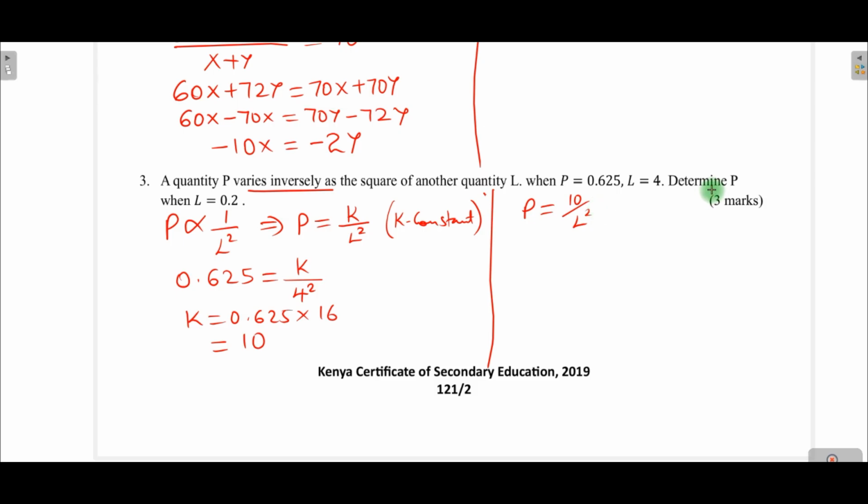And therefore, we need to determine P when L is 0.2. P will be equal to 10 divided by, when L is 0.2, substitute into this general equation, so this will be 10 divided by 0.04, and therefore if you work it out, P will be 250. So we move on to the next question, number 4.